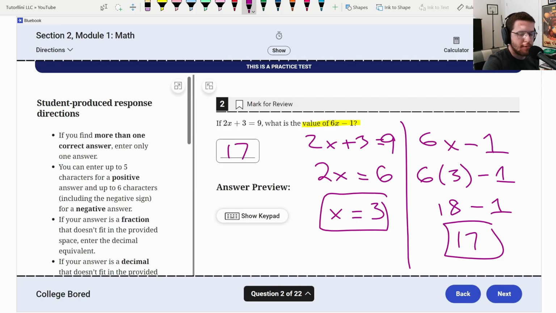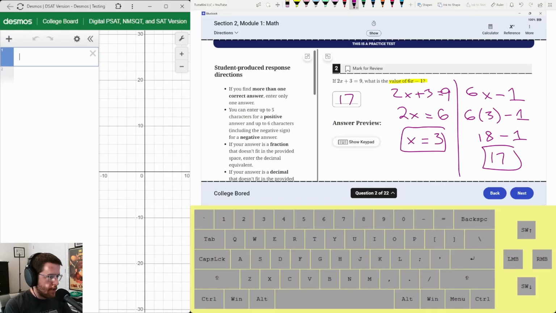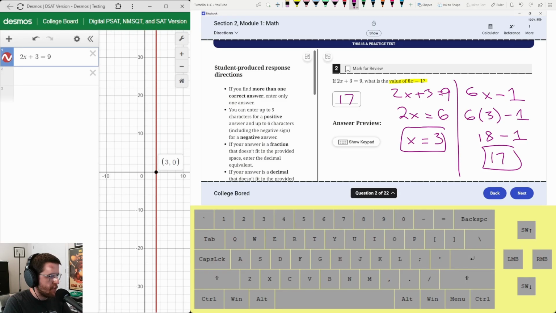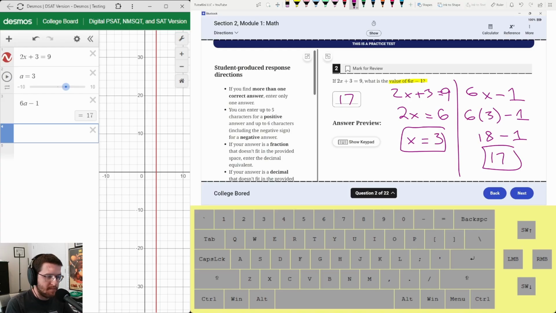Let's do it on Desmos as well. All right, so I'm first going to just type that equation in verbatim. 2x plus 3 equals 9. I go to the graph, just look where it intersects the x-axis, double click, and I see the solution is 3. If you want to make the substitution easier, you can replace x with a constant. How about lowercase a? So a equals 3. And then instead of typing 6x minus 1, I'm going to type in 6a minus 1, which is 17. Great.